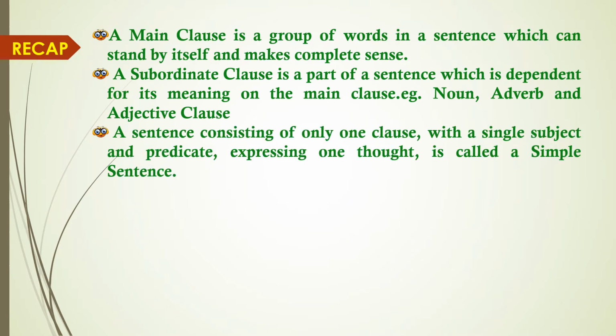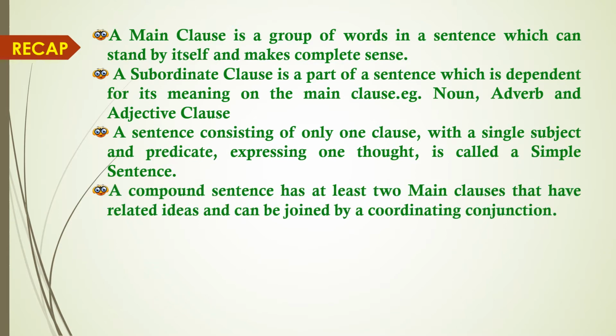A sentence which has only one clause, a single subject and predicate, expressing only one thought, is called a simple sentence. A compound sentence has at least two main clauses that have related ideas and can be joined by a coordinating conjunction. I have dealt with what a simple, compound, and complex sentence is and how to identify them in a previous video, and you can have a look at that, which will help you to understand this one better.